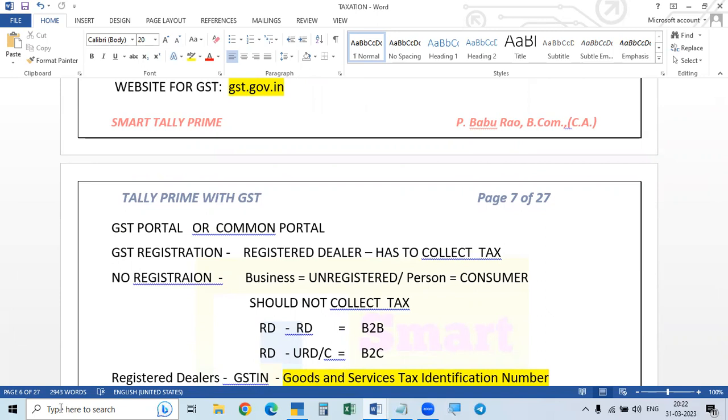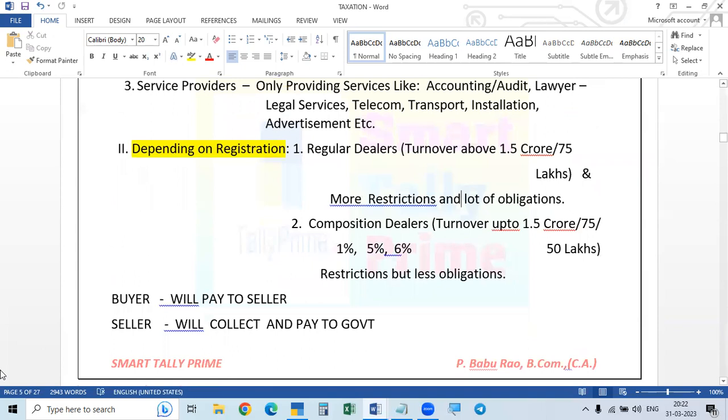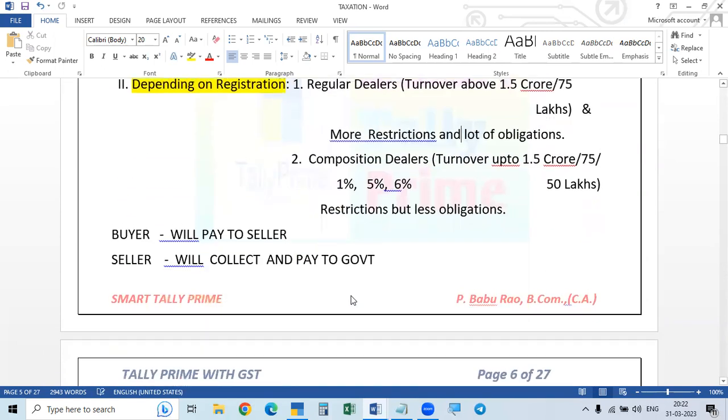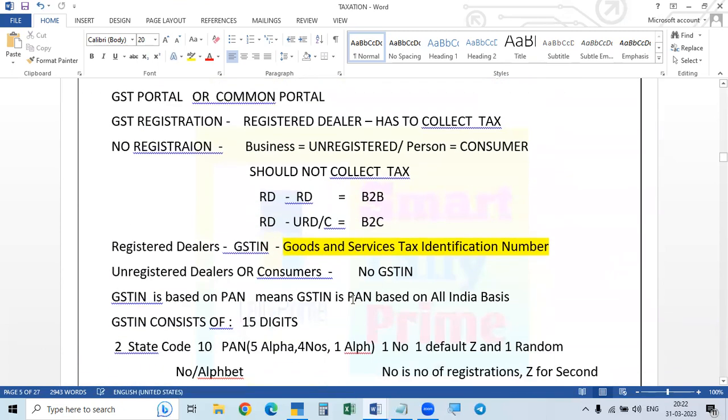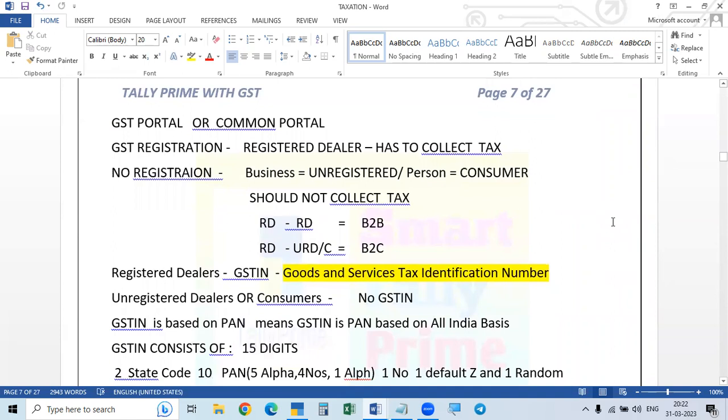Now, the types of dealers. Broadly, there are 2 types of dealers: regular dealers and composition dealers, depending on the registration. As I told you already, depending on the threshold limit, we can get registration. If you don't cross the threshold limit, we need not get registration. That is why, in the case of GST, the dealers are of 2 types.